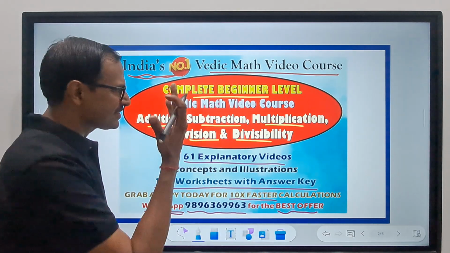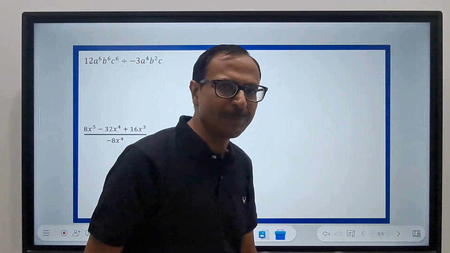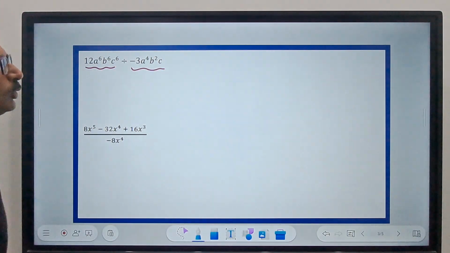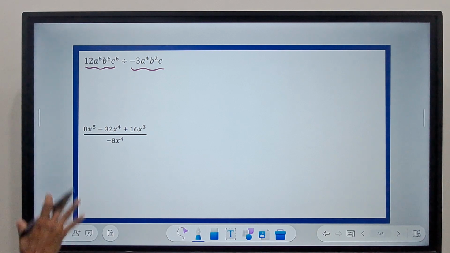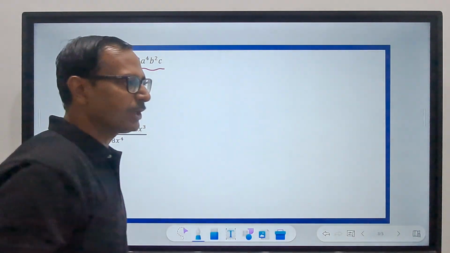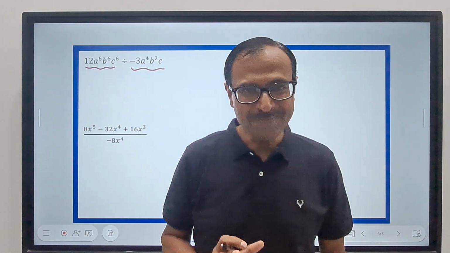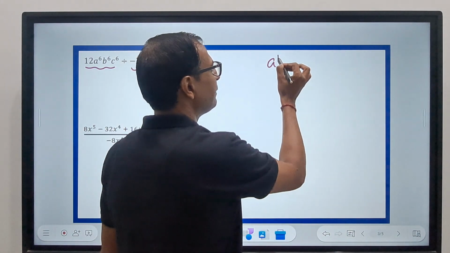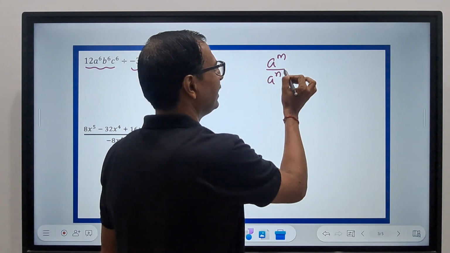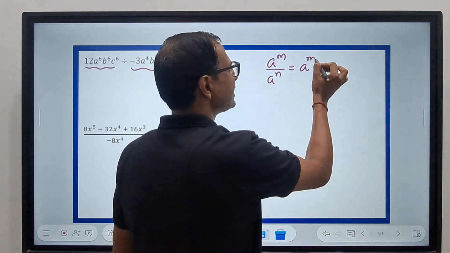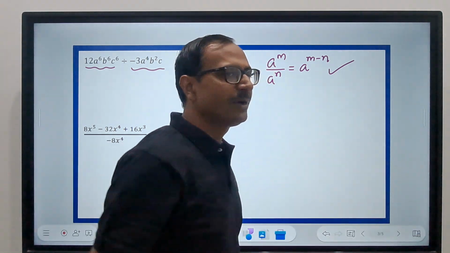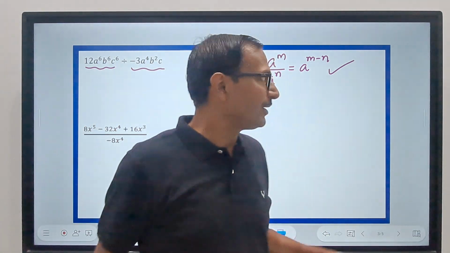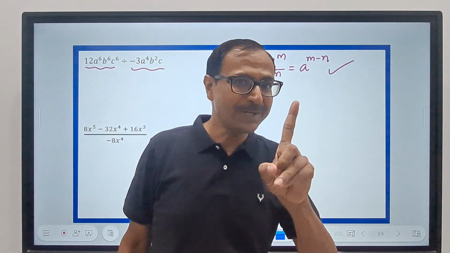Friends, let's see division of polynomials. Here we have a monomial which is to be divided by another monomial. So what do we do in such cases? We have to remember the laws of exponents. In division, the quotient law, that means when a raised to power m is divided by a raised to power n, it becomes a raised to power m minus n. This law holds good everywhere when we have to divide monomials. Remember the law. I am going to use it at many places.